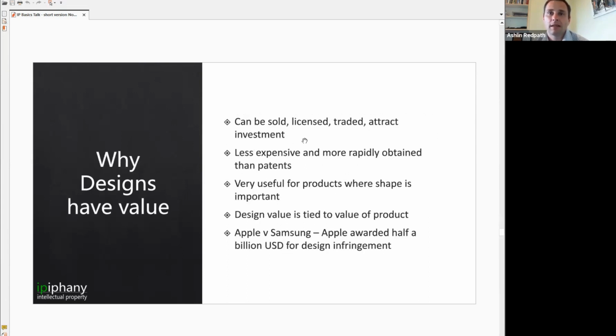Designs, much like patents, are an intangible asset you can use to attract investment. You can sell them, license them, and do whatever you need with them. The Apple and Samsung case was the big one from, well, it's probably 10 years ago now, but they were awarded $500 million for design infringement. And that was Samsung copying the shape of the iPhone. That's sort of still in dispute, but it shows the potential value of designs. If you have something that is so popular and copied by your competitors, those designs can have tremendous value.